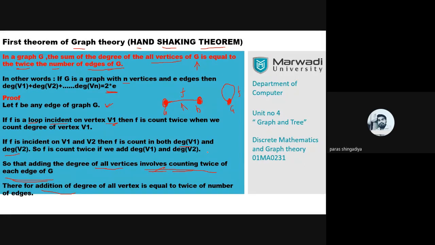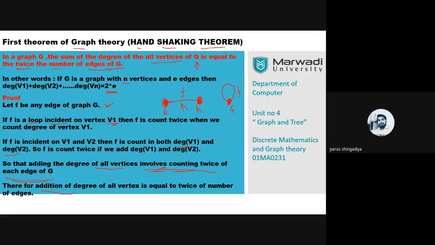Clear? So when we write the proof of this theorem, write both cases and then explain. What is the meaning of that? Adding the degree of all vertices involves counting each edge of G twice. And therefore, our statement will be proved. And what is your statement? Therefore, the sum of the degrees of all vertices is equal to twice the number of edges. So it is a simple proof, clear?